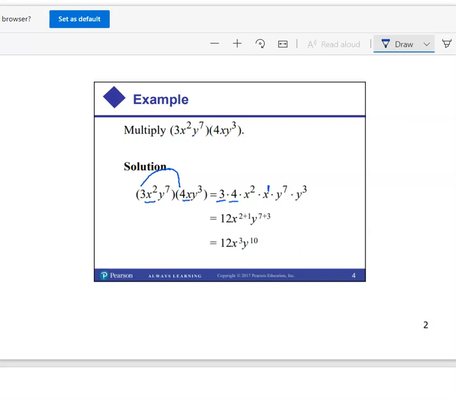So 3 times 4 was 12. When you multiply exponents, you add the exponents. So they have to have the same base. Both of these have a base of x, and then they did 2 plus 1. And both of these have a base of y, so they said 7 plus 3. When you multiply exponents, you add them. So that's going to be 12, x to the 3rd, y to the 10th when they add the exponents there.